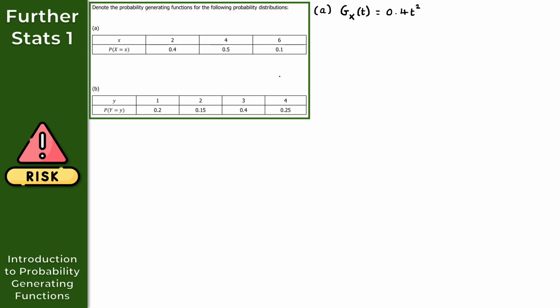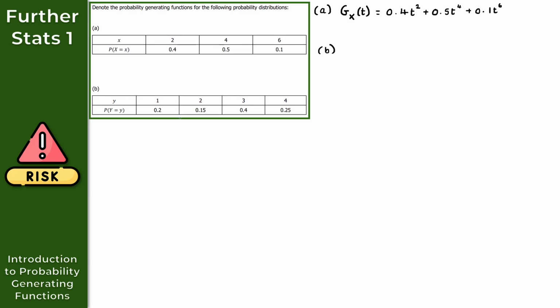Okay, so let's keep going here. Now for the next one, it's going to be 0.5 as the coefficient. So plus 0.5. We then have t to the power of x, where in this case, x equals 4. So we get 0.5 t to the power of 4. And then finally, for the very last term here, we get 0.1. So plus 0.1 t to the power of 6 there. Okay, and there we have it. So nice and straightforward. That gives us the solution there to part A. Now let's move on to part B then.